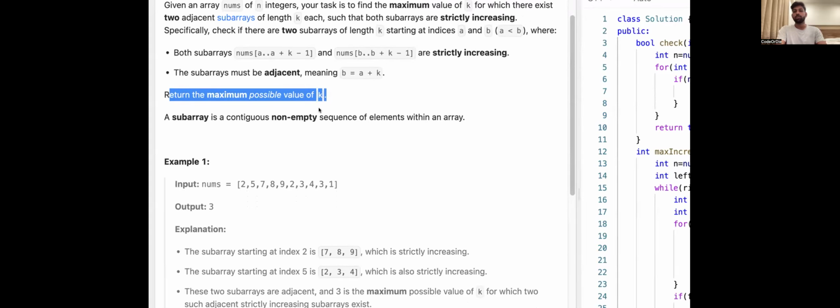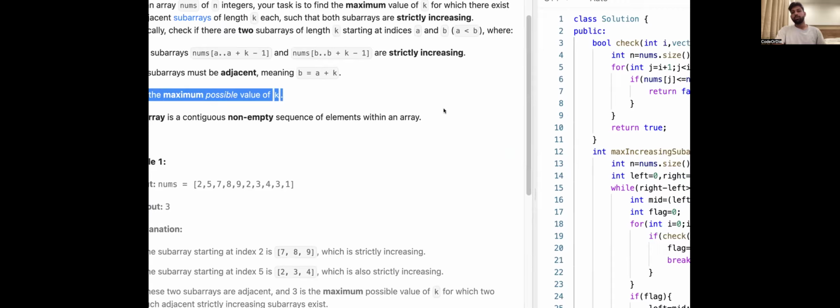I started from i equal to 0. I check if from i equal to 0 to 0 plus k minus 1 it is increasing, and then from k to 2k minus 1, is it increasing or not? That is what I was doing in yesterday's problem, brute force. And today also I thought of doing brute force. I made a check function.